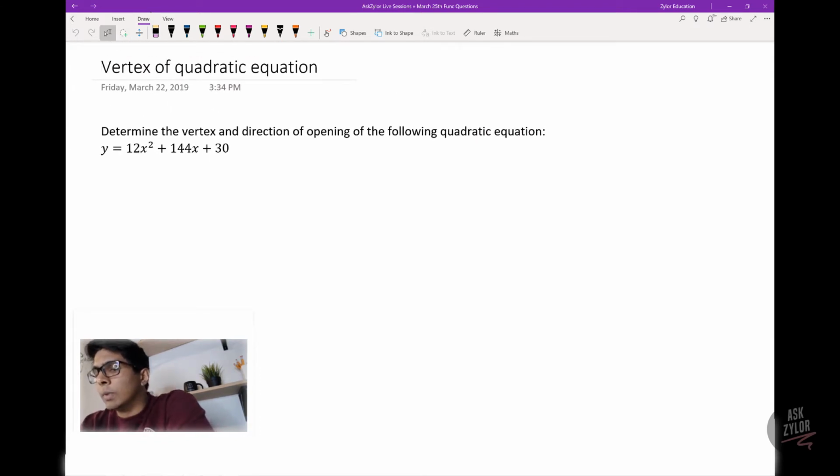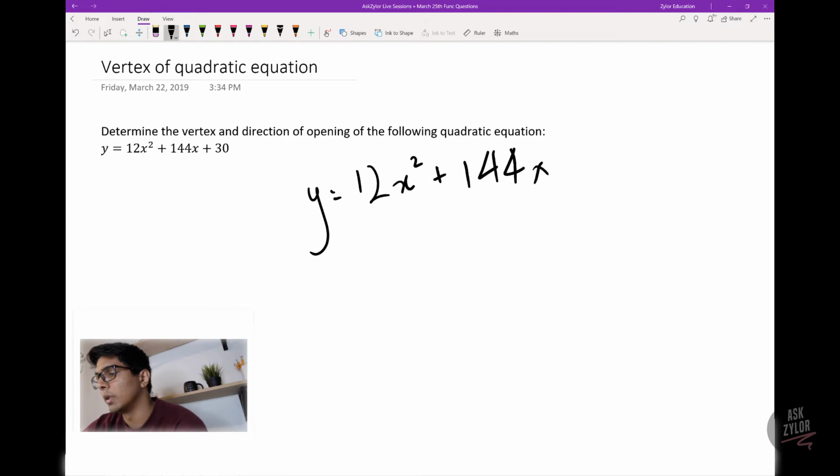So determine the vertex and direction of opening of the following quadratic equation. We're given an equation and we need to find the vertex and direction of opening. So to find the vertex, we're going to complete the square. We're going to go through what those steps look like, and then you can apply those steps to any quadratic function to always get your vertex. So I'm just going to rewrite the equation: 12x squared plus 144x plus 30.